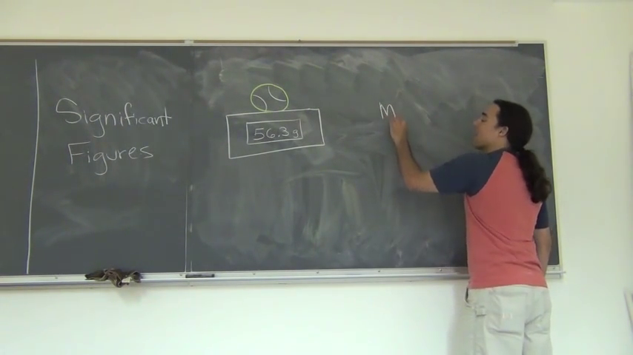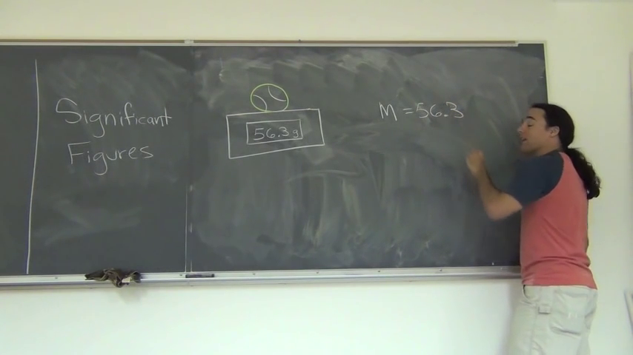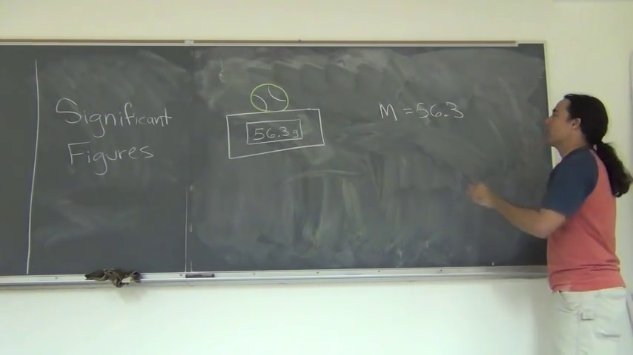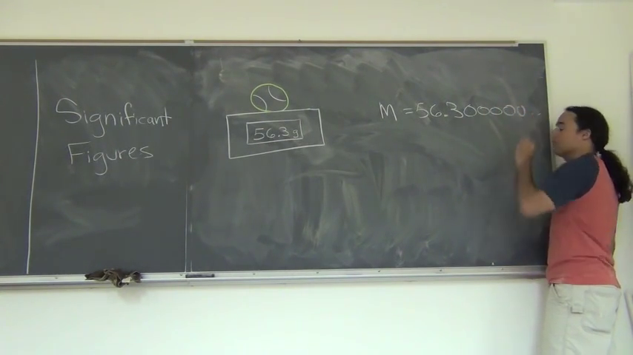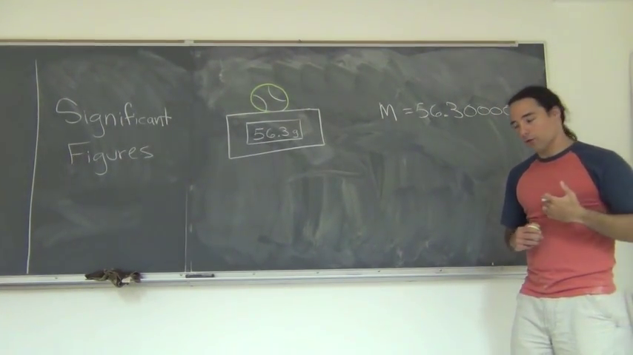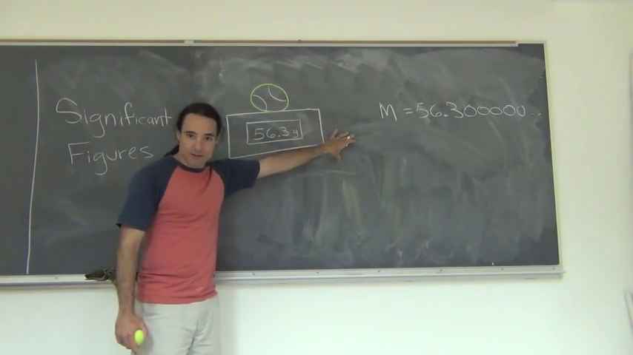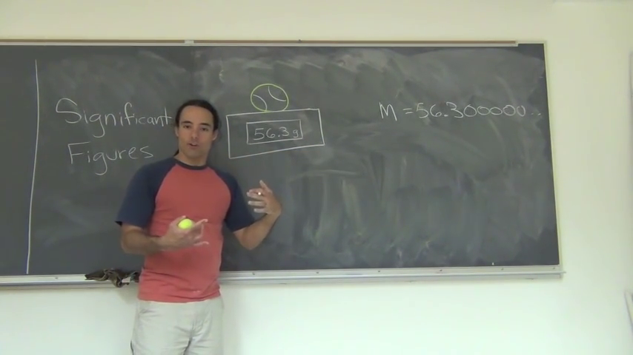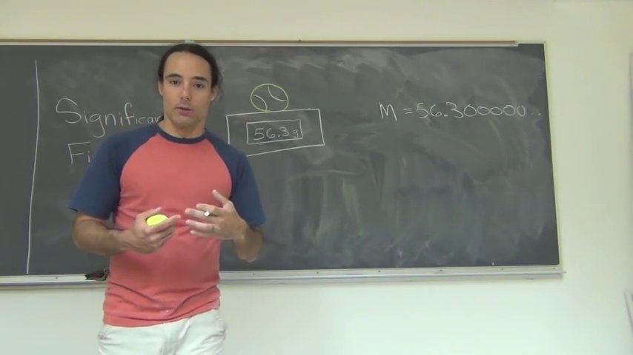I would say that the mass of my tennis ball was 56.3 grams, and you might be tempted to say that's 56.30000... Could keep going for a while with those. However, this is not math class. The real world is a bit more complicated, and taking measurements is a bit more subtle.